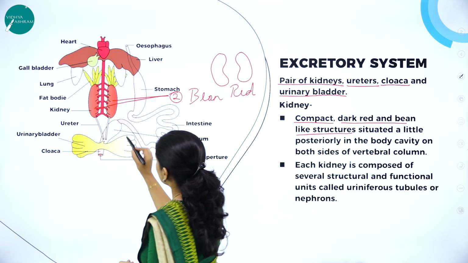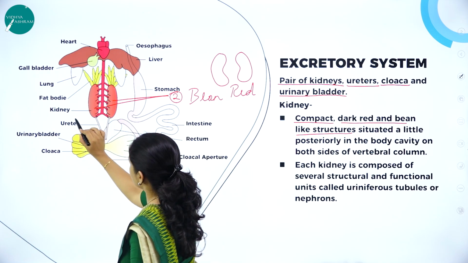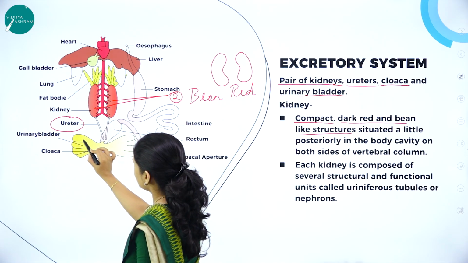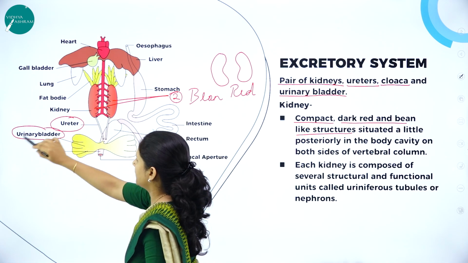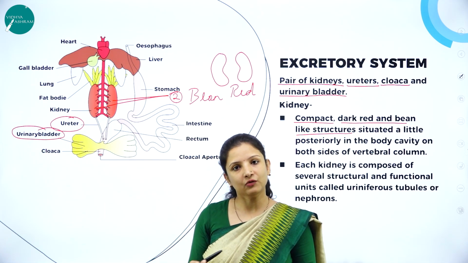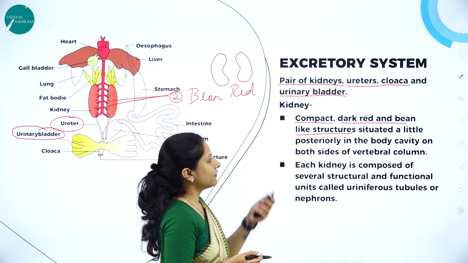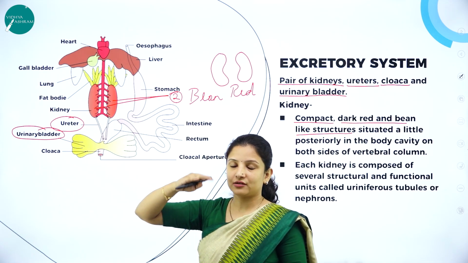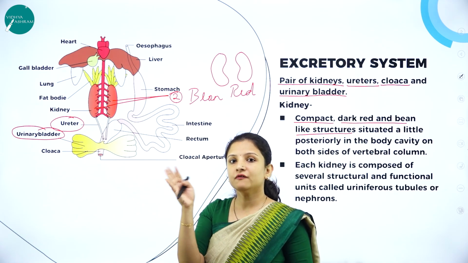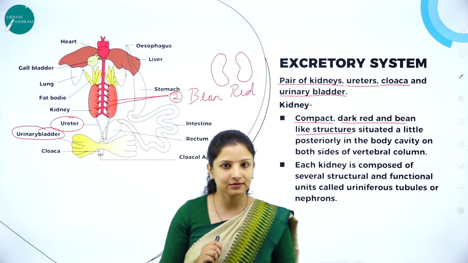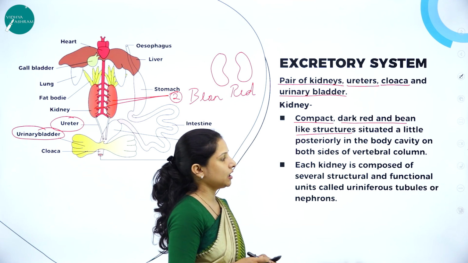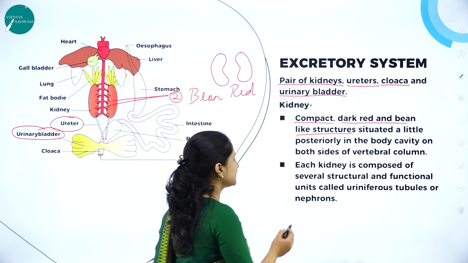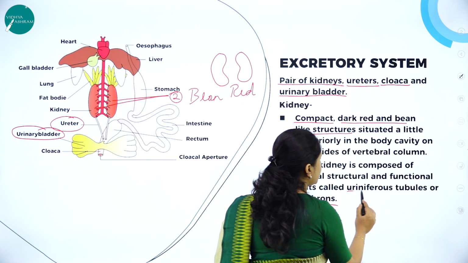And as you can see here, they have the ureter. The kidney is connected to the ureter, and then it passes into the cloaca, which is then connected to the urinary bladder, and through the cloacal aperture the waste material comes out. And where is the kidney exactly situated? They are situated posteriorly, at the top part, on either side of the frog's vertebral column. Each kidney is made up of several functional and structural units which are called nephrons, also called the uriniferous tubules.